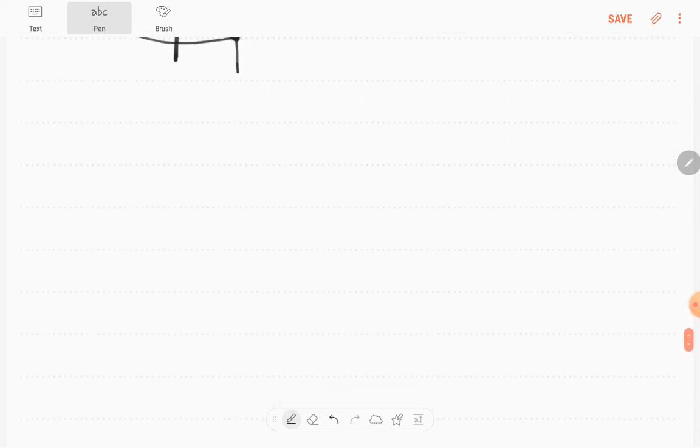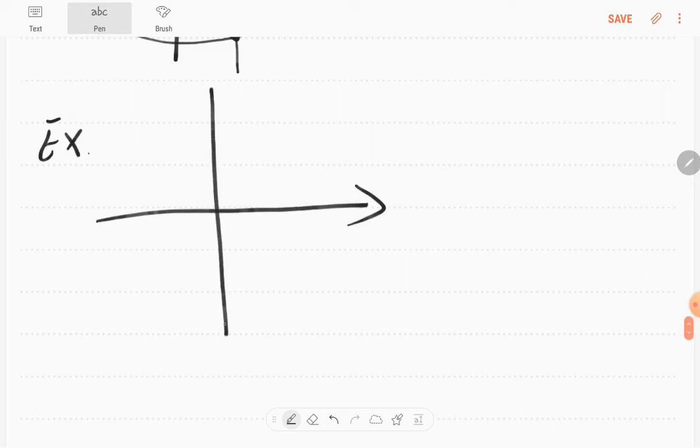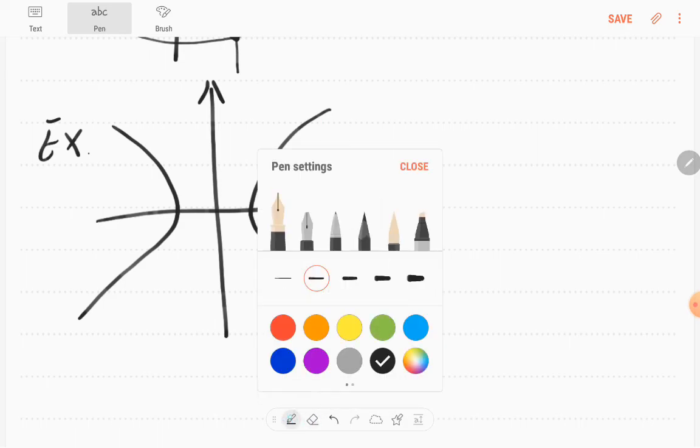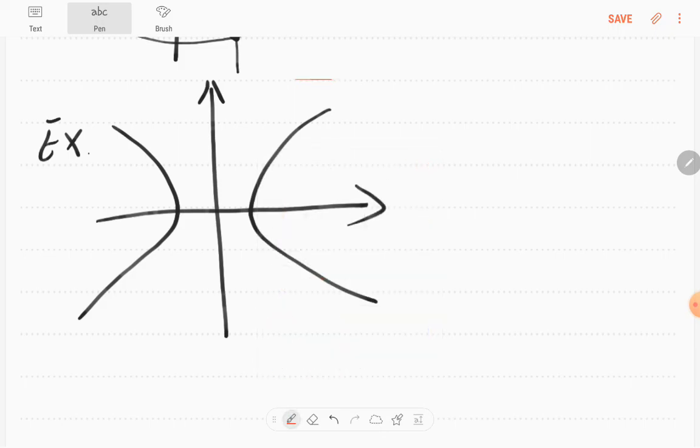So now let's look at some examples. Does this one represent a function or not? We use a vertical line. You can see there are two intersections. So this is not a function.